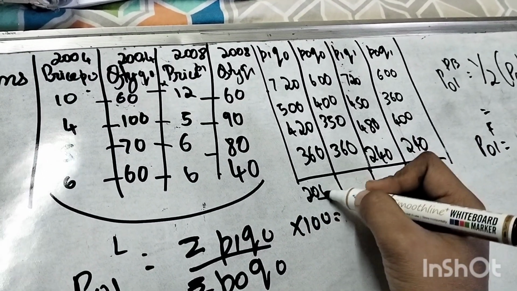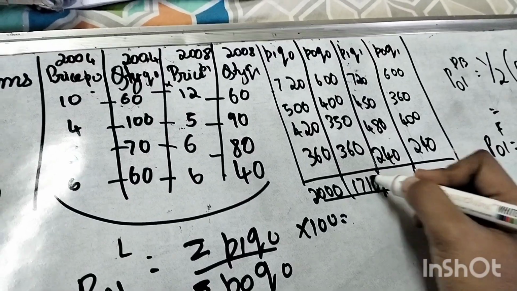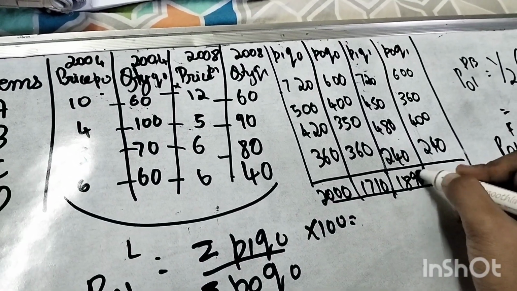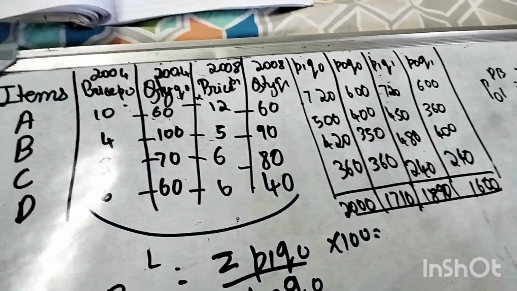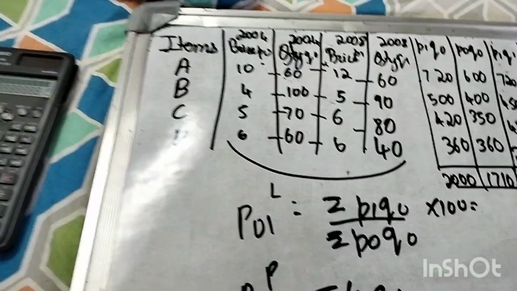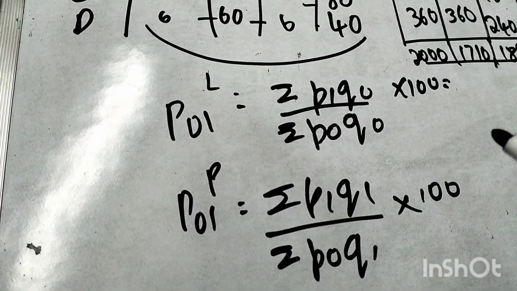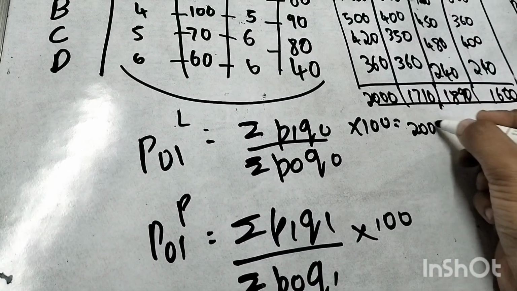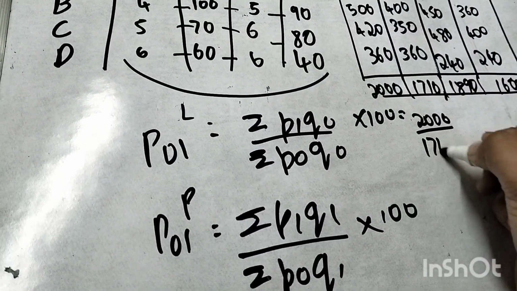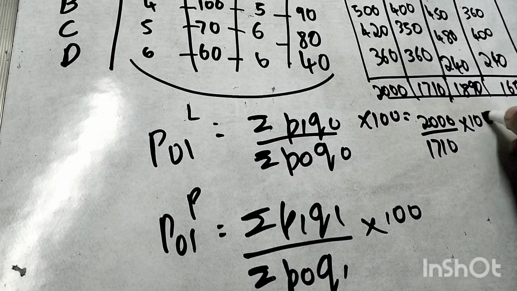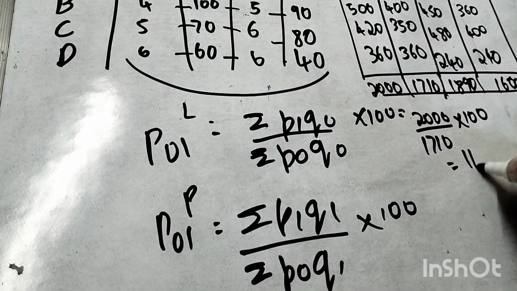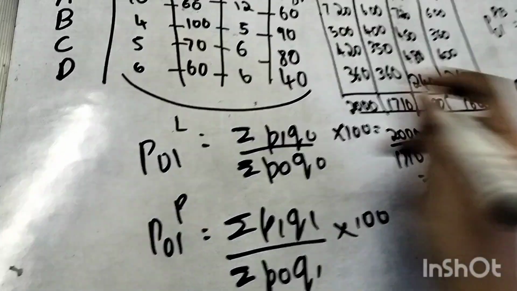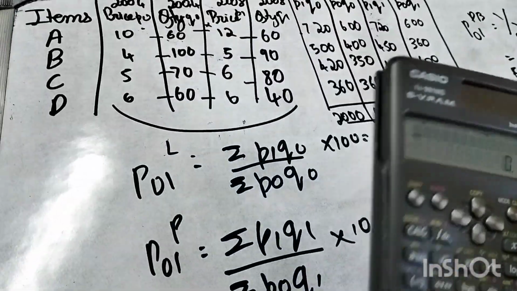It's 2000, 1710, 1890, 1600. Okay, so first P1 Q naught by P naught Q naught into 100. So we have the values right over here. So 2000 divided by 1710 into 100. So you do that on the calculator, you get 116.95. So if you have a doubt, I'll just show you.